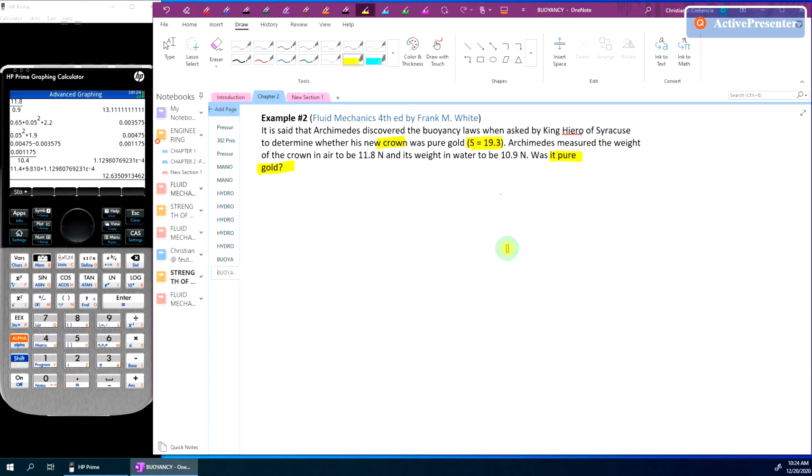It was measured in air, the typical weighing. It gave 11.8. Then when it was submerged in water, its weight became only 10.9. So our setup is most likely like this.